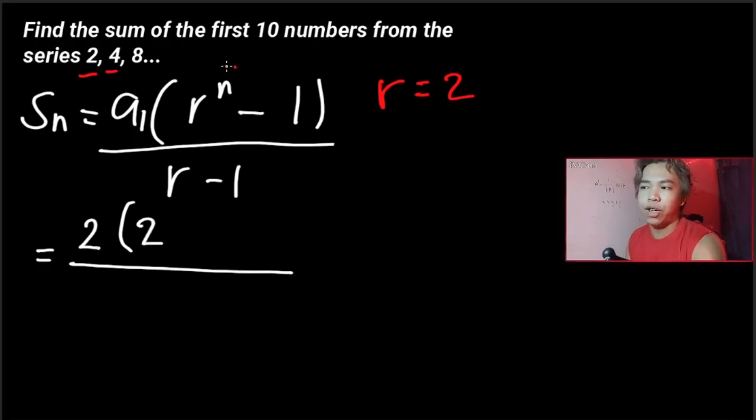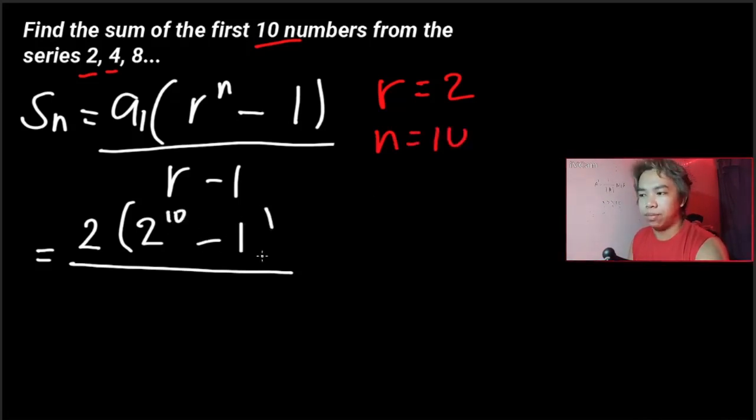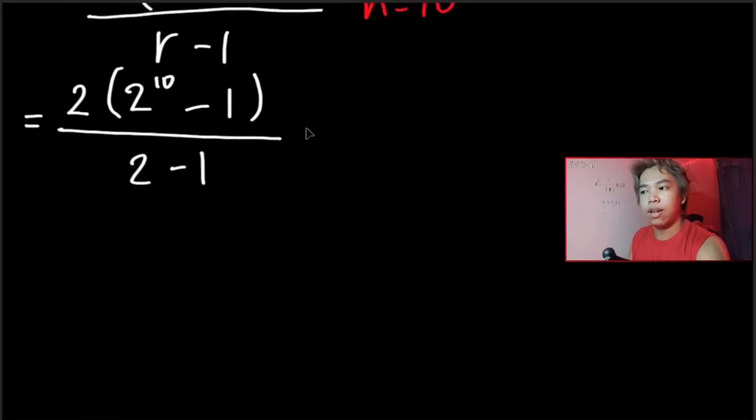Gets? And then, N, ano yung N? Kung ilan yung numbers na i-add. Sabi, first 10 numbers. So, ibig sabihin, 10. So, n is equal to 10. So, 2 raised to 10 ito. And then, minus 1. Sa ilalim, R minus 1. So, 2 minus 1. So, yan na.